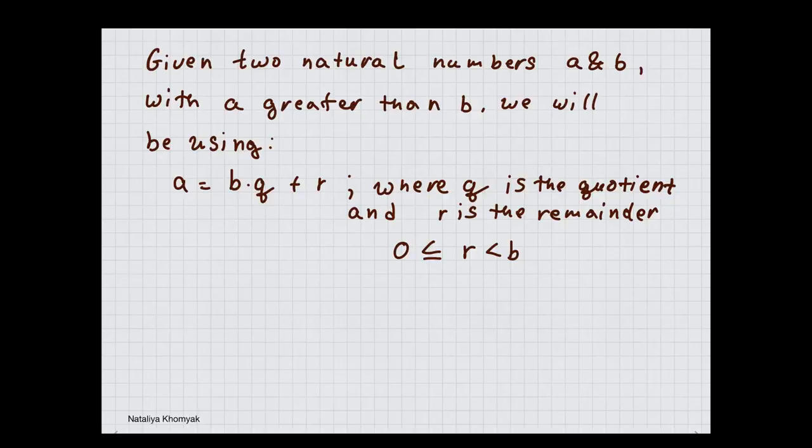So we're going to look at two natural numbers a and b, with a being greater than b, and we will be rewriting a in terms of b times a quotient plus r. So in this equation, a is rewritten as b times a quotient q plus r, and r has to be greater than or equal to 0 and less than b.